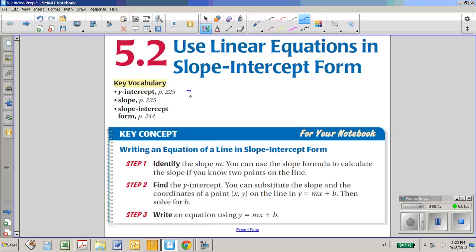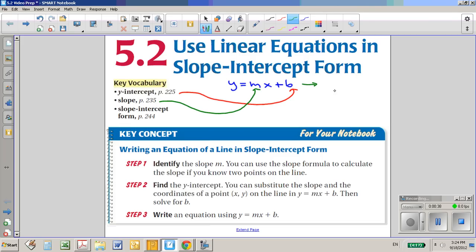We have y-intercept, and I'm gonna use the y equals mx plus b form, which is slope-intercept form, to refer to this. Okay, so our y-intercept is the b that's in the equation. Our slope is the m, and then the form itself, so this way of writing an equation where y is by itself, it's called slope-intercept form. Okay.